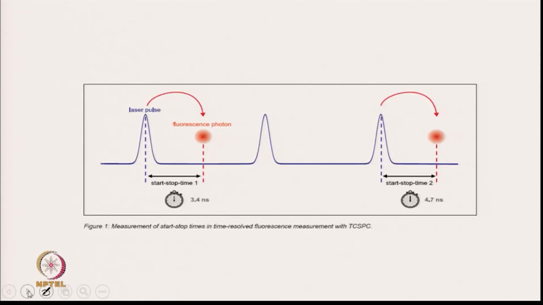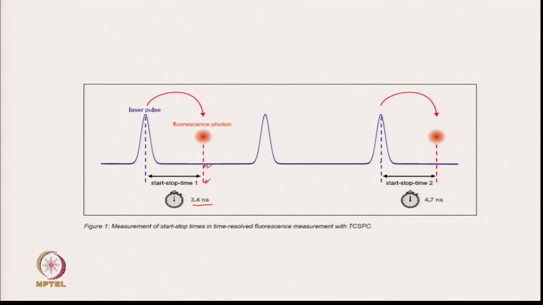So, what we do in this is, first we apply a laser pulse and then we start looking for a photon. Suppose a photon comes at this point, which is around 3.4 nanoseconds. So, between the time when you excited and when you observed a photon, the time gap is 3.4 nanoseconds, and that is what you are plotting. So, one photon at 3.4 nanoseconds. Now, look at this, again I excited, but there is no photon in between. So, within this period I did not see any photon.